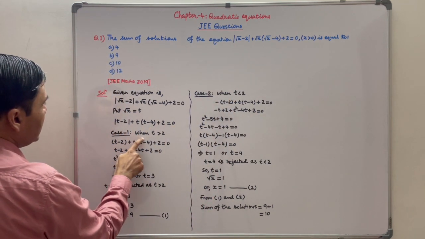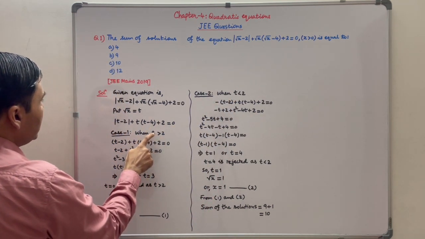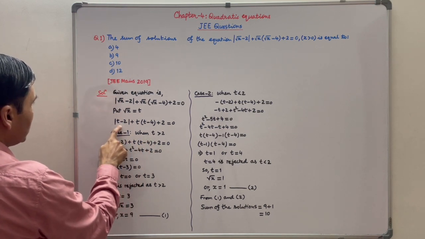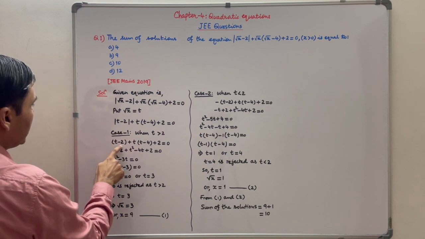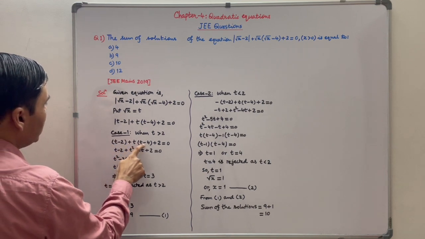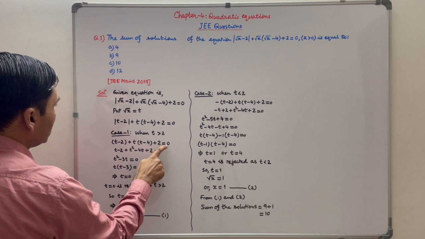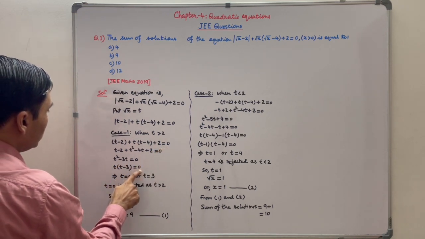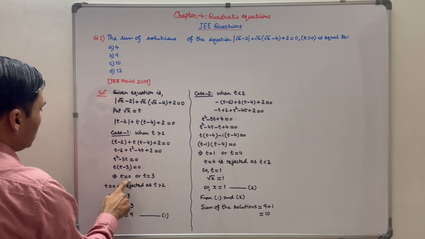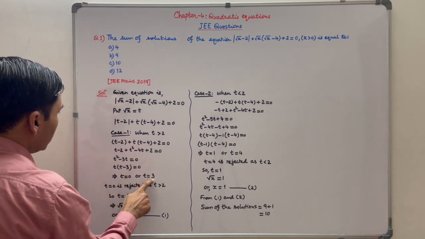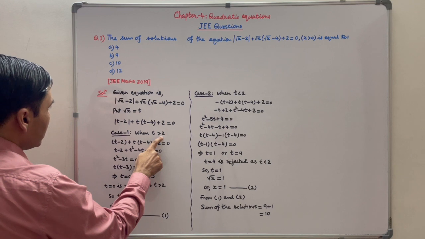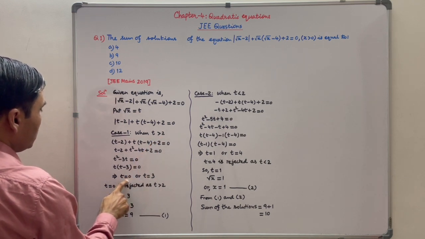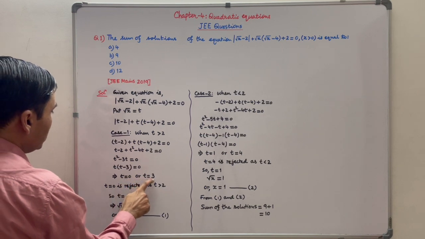Case 1, when t is greater than 2. When t is greater than 2, |t − 2| will be written as +(t − 2). So the equation will be (t − 2) + t(t − 4) + 2 = 0, or t(t − 3) = 0. So t = 0 or t = 3. Since t is greater than 2, t = 0 is rejected. So the solution in this case will be t = 3.